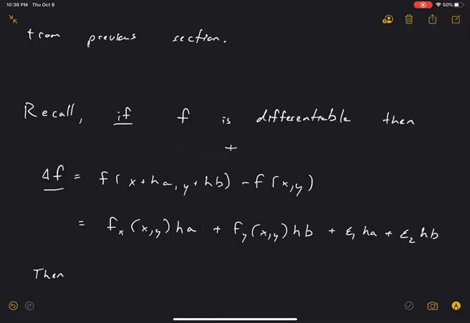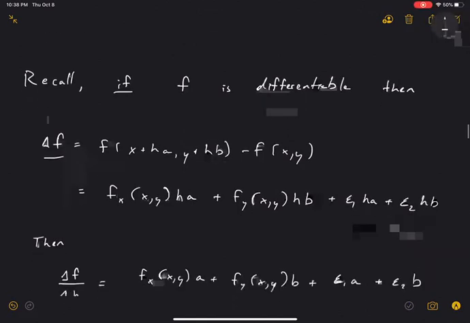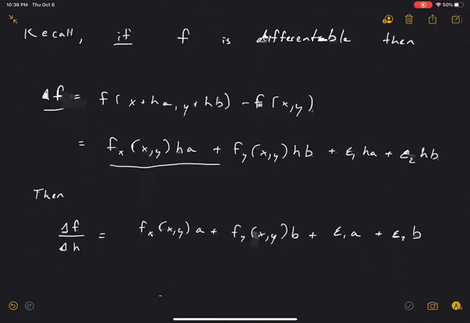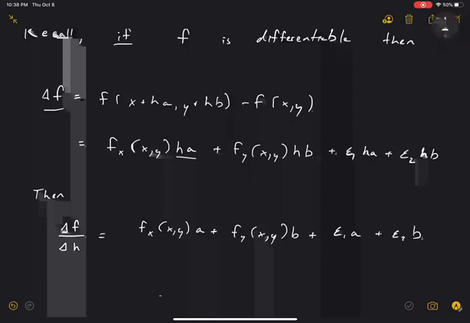That's our delta f, which I've rewritten here. From the definition of a differentiable multivariable function, we know we have this linear approximation. It's given by the partial derivative of f with respect to x, f sub x, times the x component of this change, ha, plus the partial f sub y times hb.